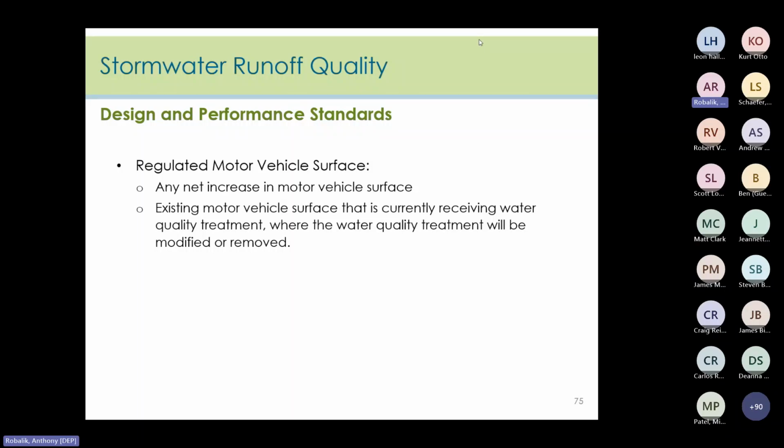So regulated motor vehicle surface can mean more than just a brand new paved parking lot. It also includes pervious areas that are intended to be used by motor vehicles. Additionally, motor vehicle surface that is currently receiving water quality treatment by vegetation or soil, by an existing stormwater management measure, or by treatment at a wastewater treatment plant, where that water quality treatment will be modified or removed, is also considered regulated motor vehicle surface.